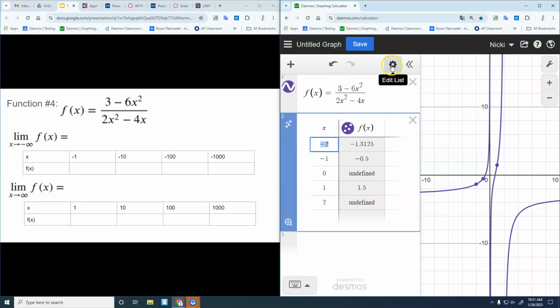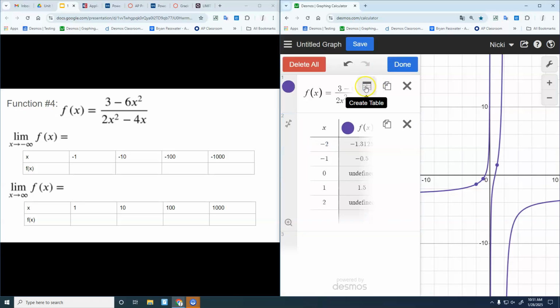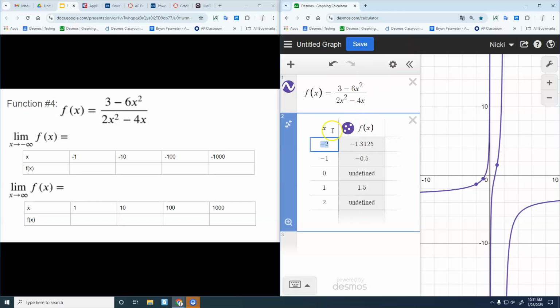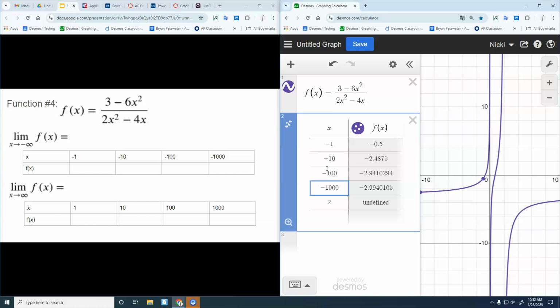So all I did there is I hit the gear, it gave me a table option, and I clicked on it right there. Now this automatically puts in -2, -1, 0, 1, 2. Those aren't the numbers we need here, but I'm pretty sure it lets us type in. Yeah, it lets you type in whatever you want, so you can just type it in like so.